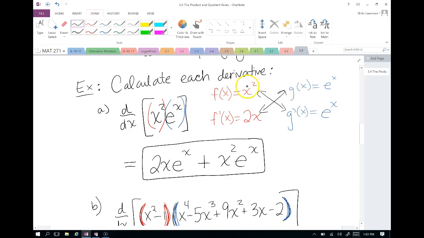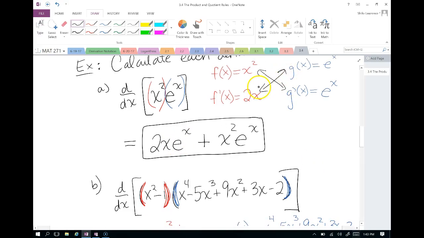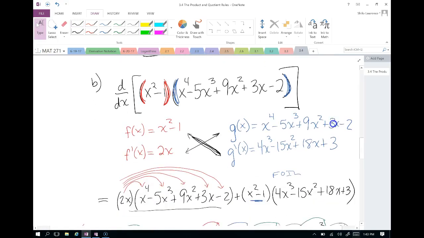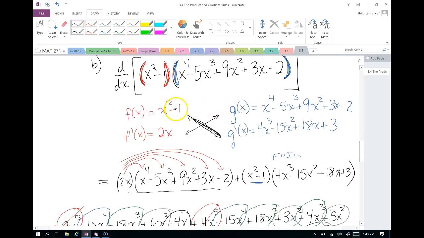So identify your f and your g, take each derivative, and then it usually just ends up, if you keep it nice and organized and written out the same way, it just usually ends up as a crisscross on who gets matched up with who. And then we write out the product of our crisscrosses there. So again, identify your f and your g, take each of their derivatives individually, and crisscross.